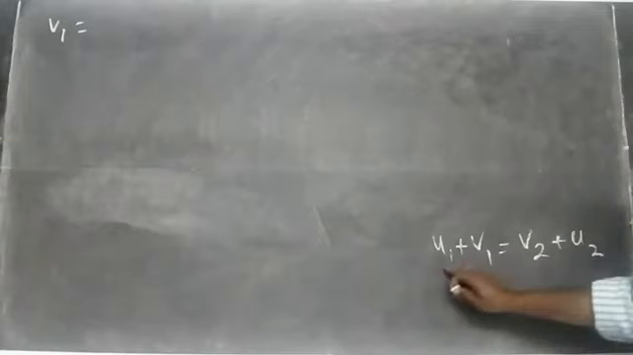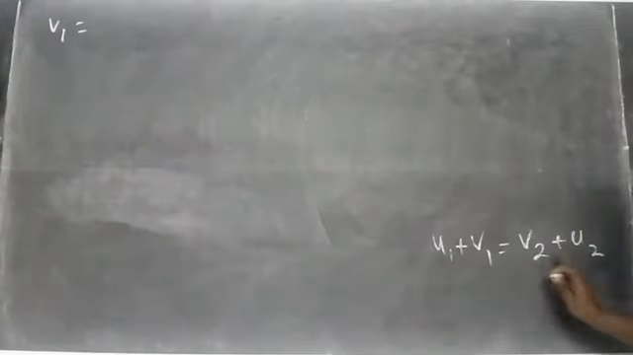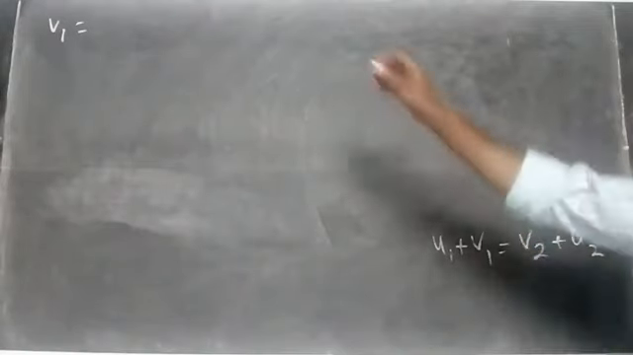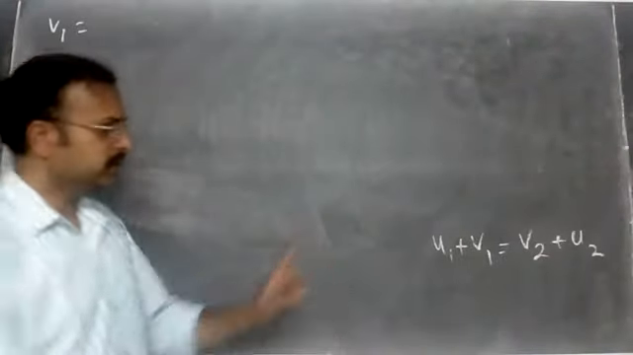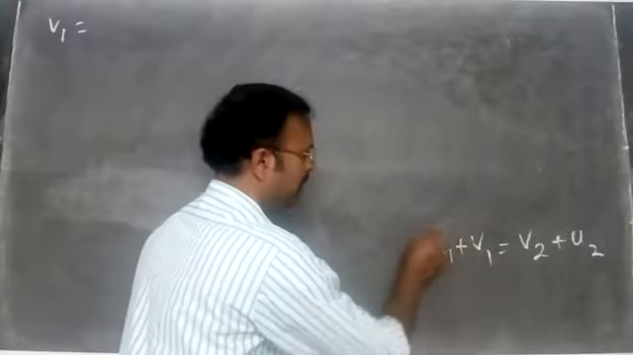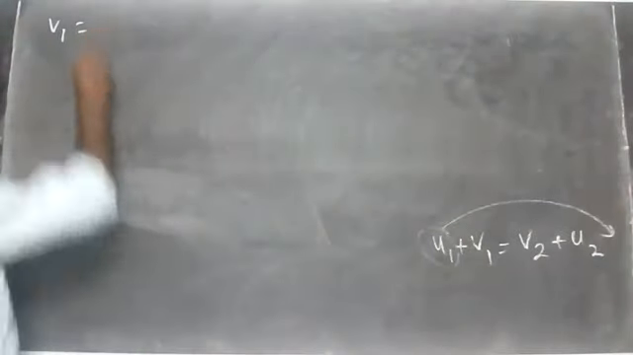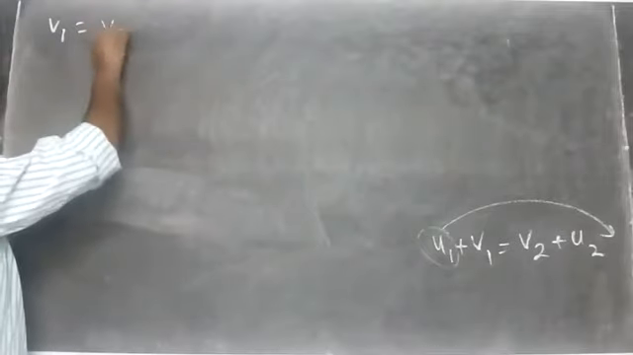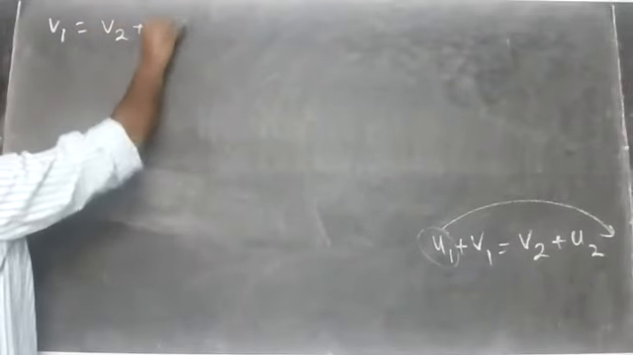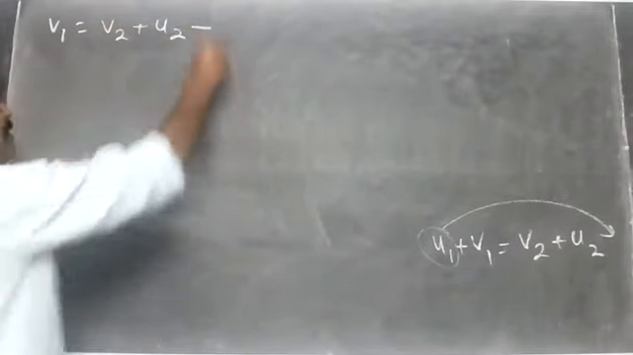Now we had this equation here, u1 plus v1 is equal to v2 plus u2. From this equation we're going to find v1 and v2. Very simple. Let's see this now. So what we do is take this u1 to the left side, so it becomes minus u1. So v1 is equal to v2 plus u2 minus u1.